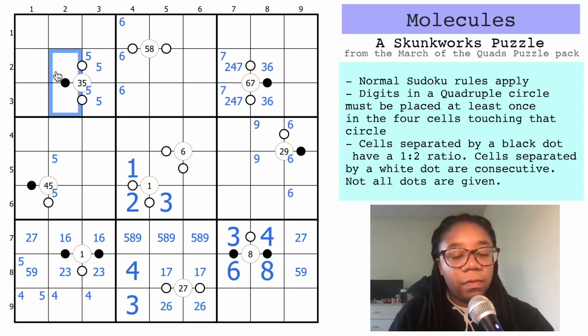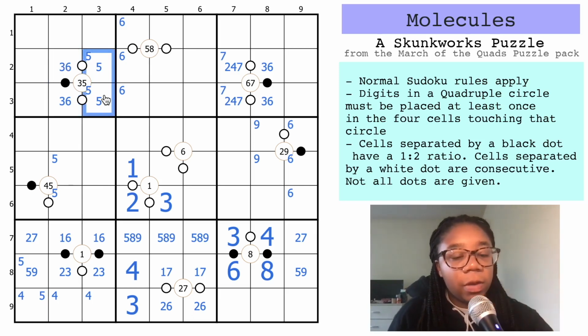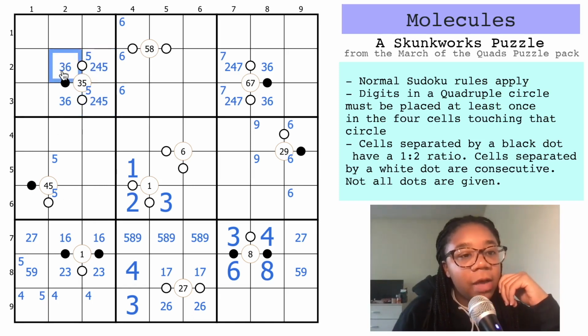I can do 5 is consecutive with 6, and then 3 is the match for that Kropki, and then 3 can match up with 2 or 4. So I think that's better. And then yes, now I actually have this 3.